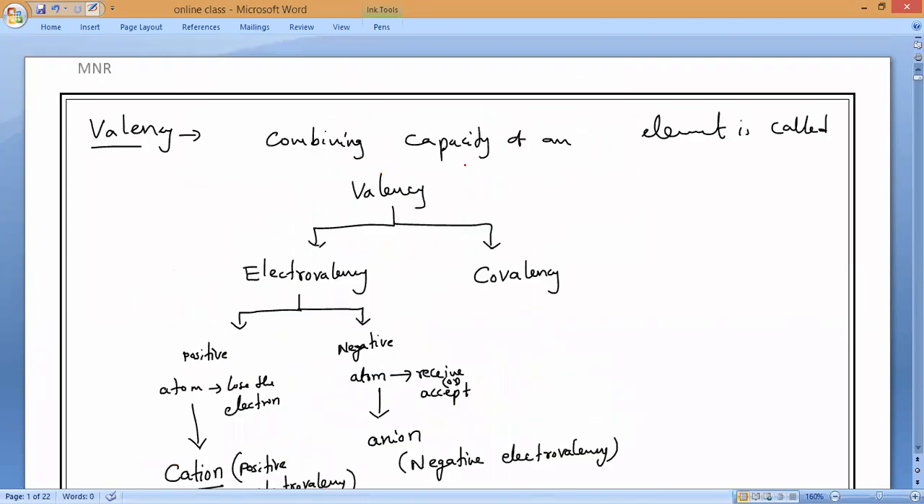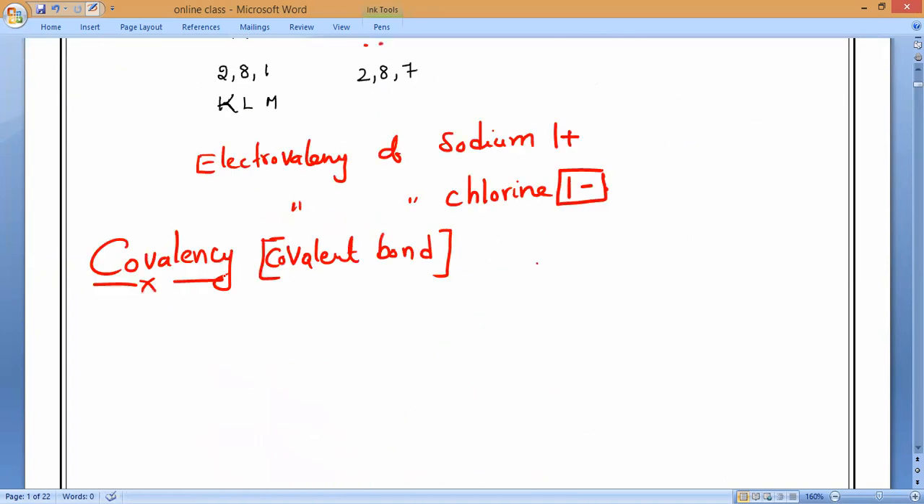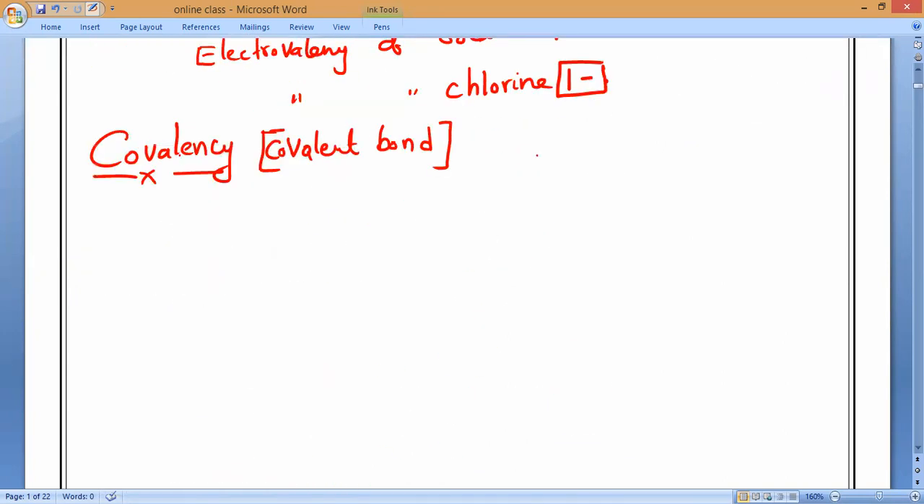Electrovalency will form which bond? Ionic bond. These will form the ionic bonds. 10th class chemistry also will be coming, so be careful. And this is covalent bonds. That is what you have to remember. Everybody, are you clear?